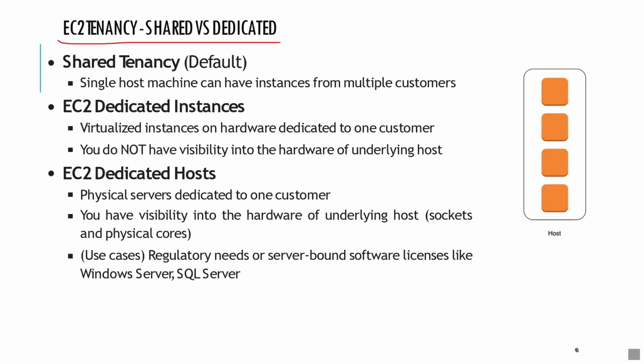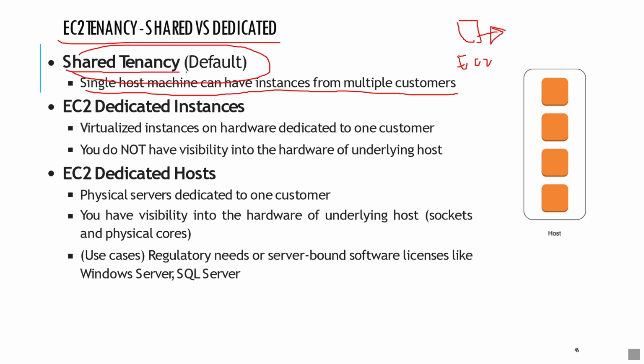So now we will discuss EC2 tenancy: shared versus dedicated. Shared tenancy, which is the default one, means a single host machine can have instances from multiple customers. Let us assume we have an EC2 instance, that is a virtual server. So this server is used by multiple customers. That is about shared tenancy.